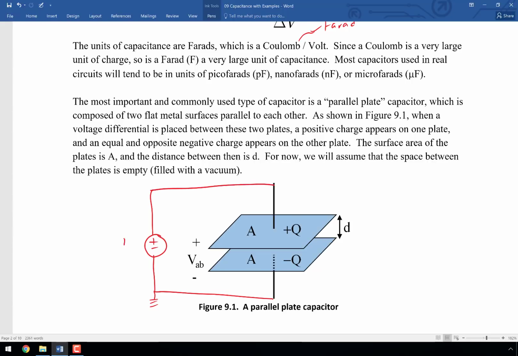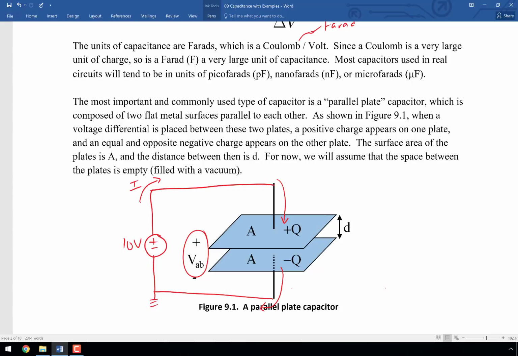Maybe this is, say, 10 volts, or it could be 14 volts, or whatever it is. That's how we're going to induce a voltage difference V sub AB across these two plates. We can see that the surface area of each of the plates is listed as A, and as we are causing this current to flow in this loop, positive charges are going to accumulate on the top plate, and positive charges are going to move away from the bottom plate, which leaves behind a negative charge. So we get plus Q on the top plate, minus Q on the bottom plate.